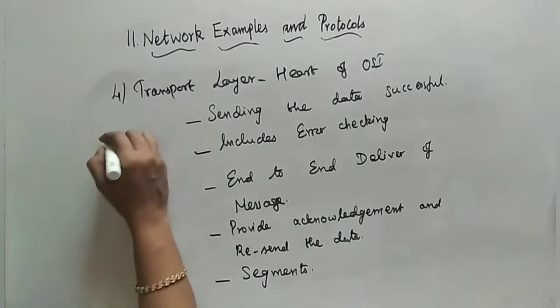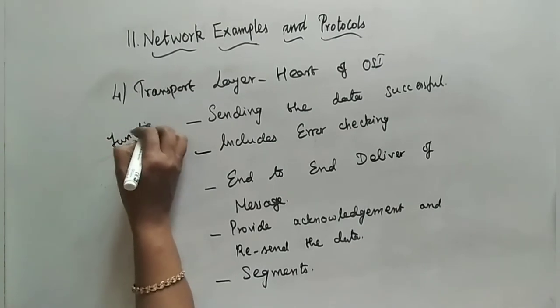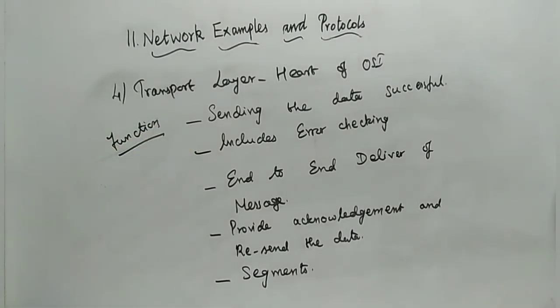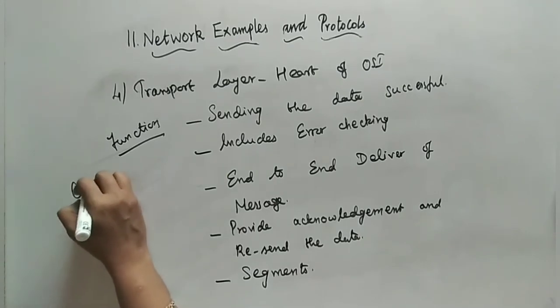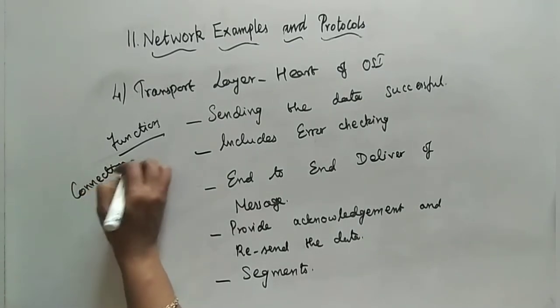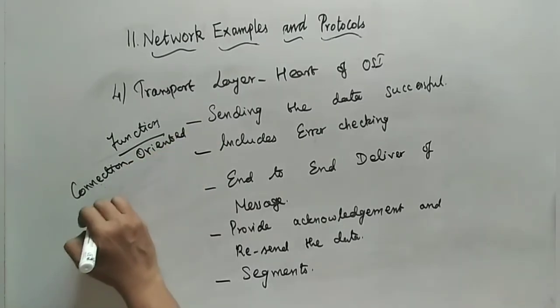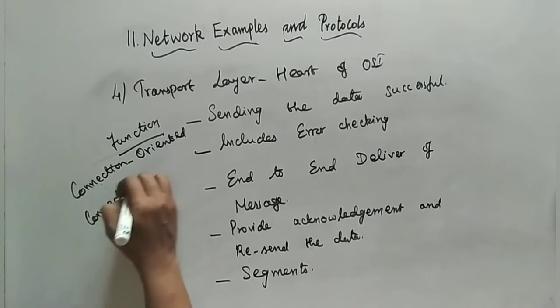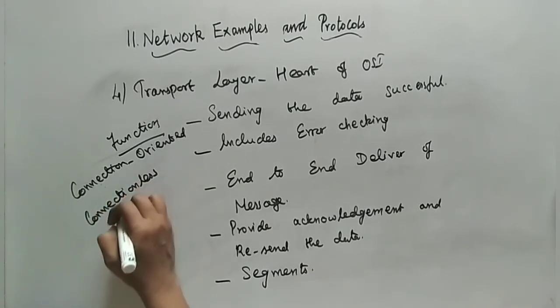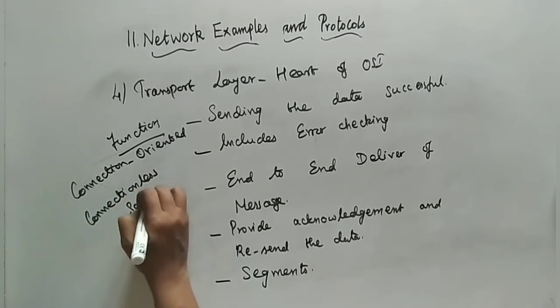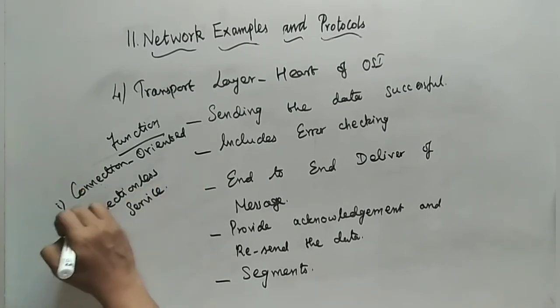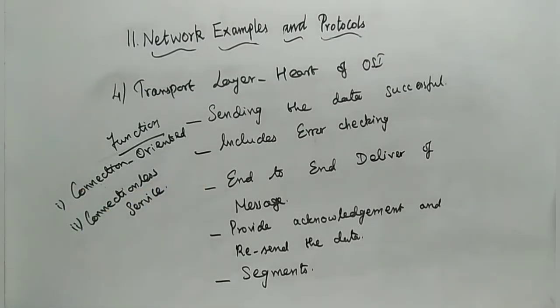Here also you are going to have functions. The first one is connection oriented service, and the next one is connectionless service. So here you have two functions: connection oriented service and connectionless service. Is that clear with the 4 layers that we have discussed by now?